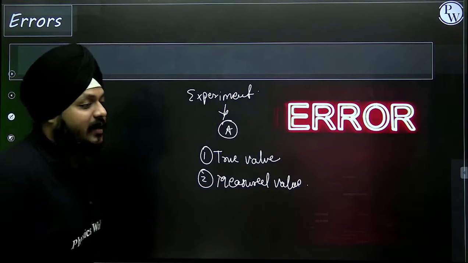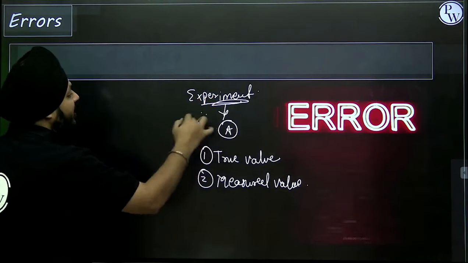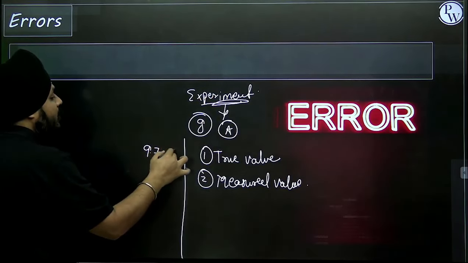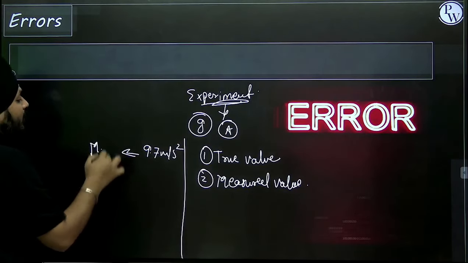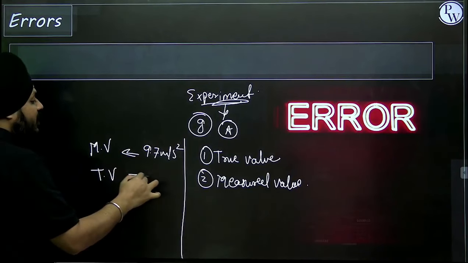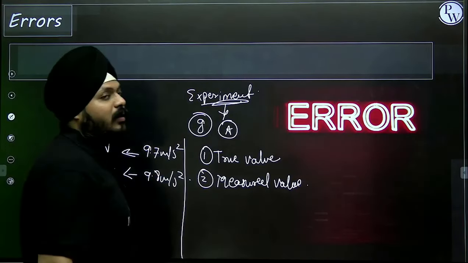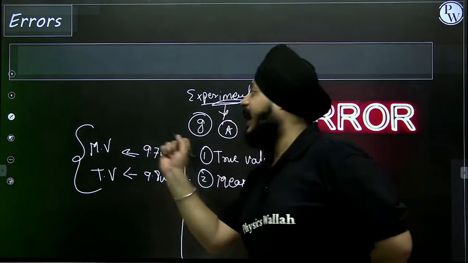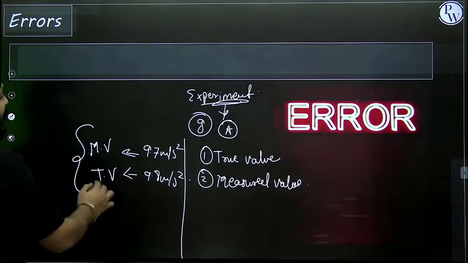What is an error? Let us take an example. If I have conducted an experiment to measure g, the gravitational acceleration of the Earth, and I got the value as 9.7 meter per second square, this was my measured value. What is the true value of this g? It is 9.8 meter per second square. It means I have made some kind of an error. There is an error in my experiment. What is an error?